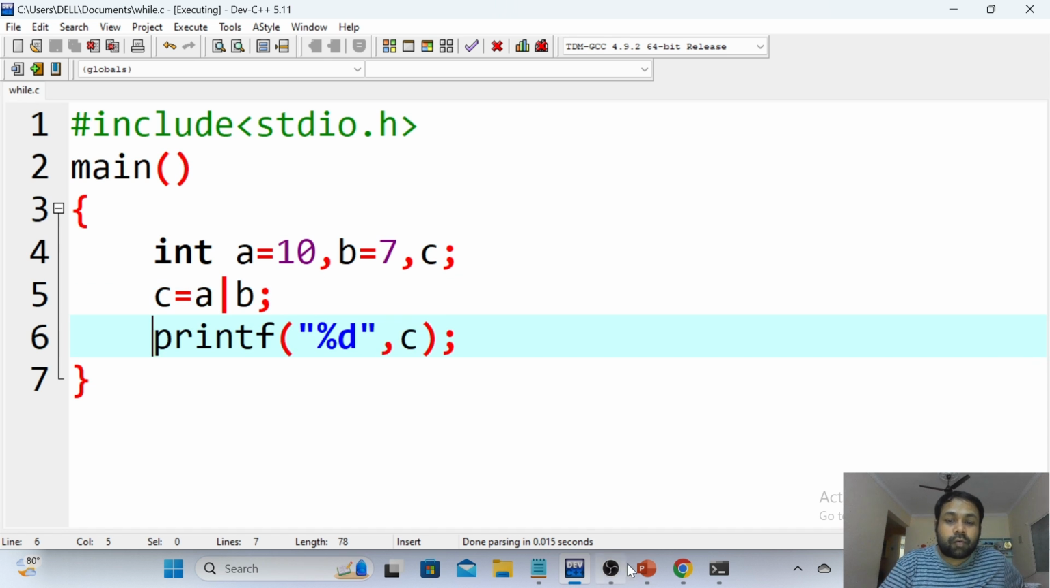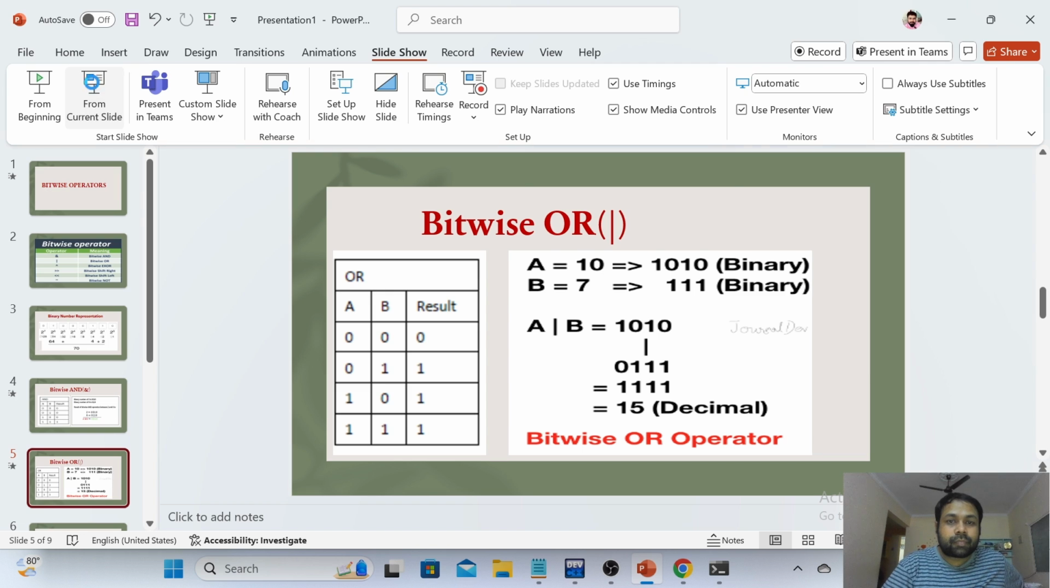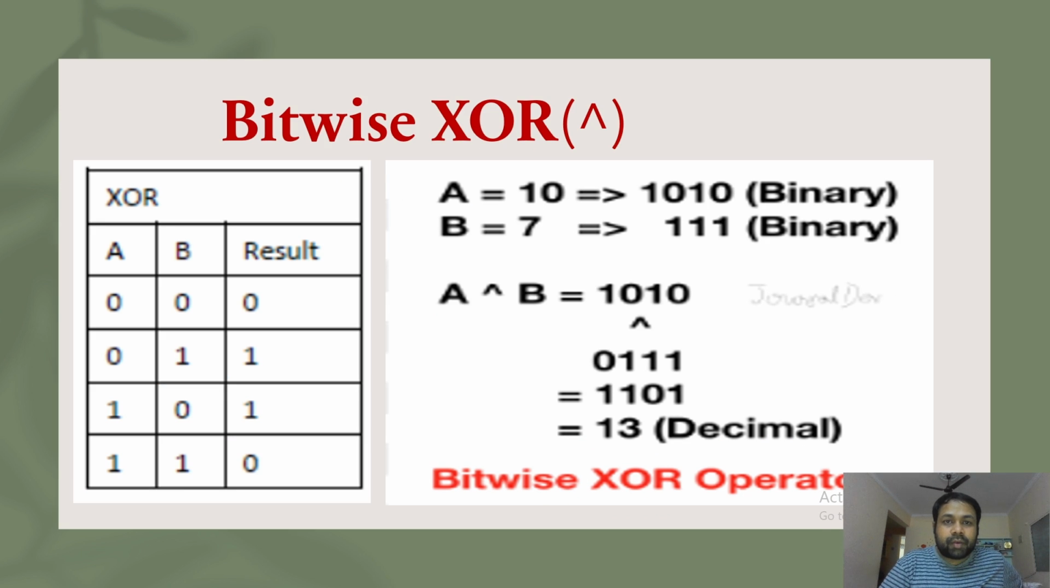Okay, so now the next one, bitwise XOR. This is quite interesting. XOR you can easily remember. If two bits are the same, A and B are the same, then only the answer is 0. If two bits are different, the answer is 1. Two bits are different, answer is 1. Two bits are the same, answer is 0. If two bits are the same, answer is 0, otherwise 1.